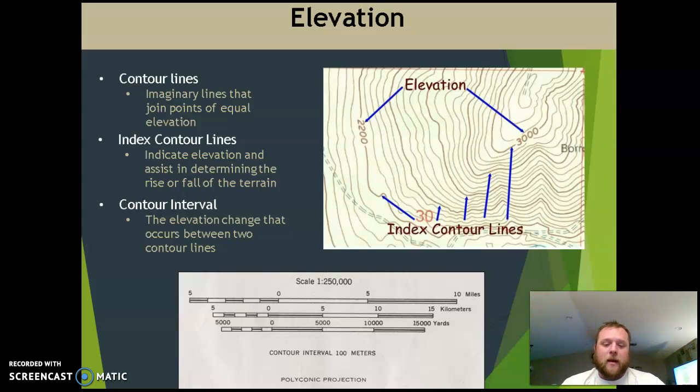At the bottom of the map, we also see that there's a contour interval. The contour interval is the distance in elevation between each line. So each line on this map is 100 meters. Between the elevation at 2,200 meters, the line right next to it as it's going up is 2,300, 2,400, and so on and so forth.